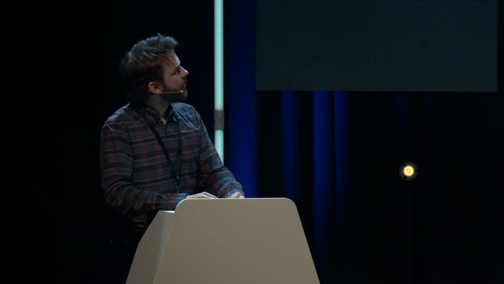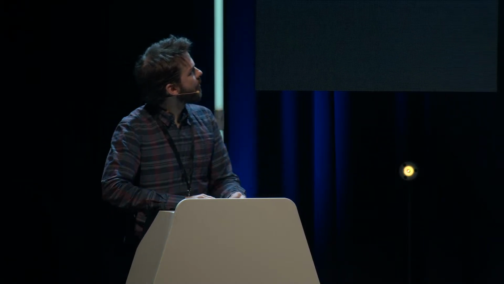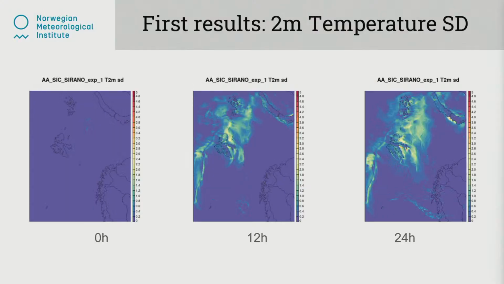So this is now some preliminary results. Here you see the standard deviation of 2 meters temperature. You can see on the left, this is the initial point, and then 24 hours after. And you see that variability in temperature now kind of spreads out from the sea ice and is well transported downstream. And we hope to see similar and good results in the future.